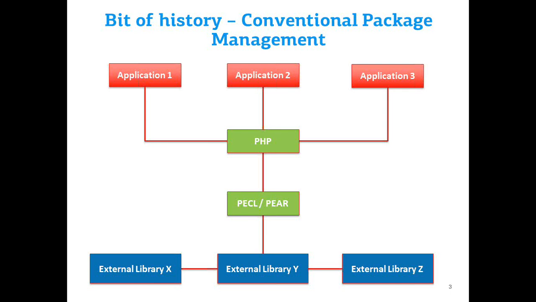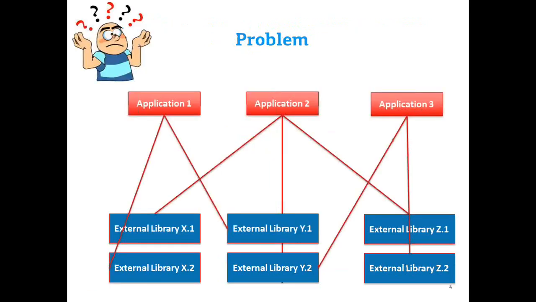The main problem with this approach is this: every application is interacting with multiple libraries. This is a crisscross problem for the applications. I would say this is a dependency hell. Why is this hell? Because application one may have a dependency upon external library X, and application two has the same dependency on external library X. In the same way, application 3 is managing dependencies with a few other libraries. So for example, let's talk about it.